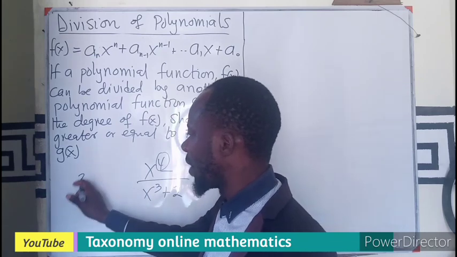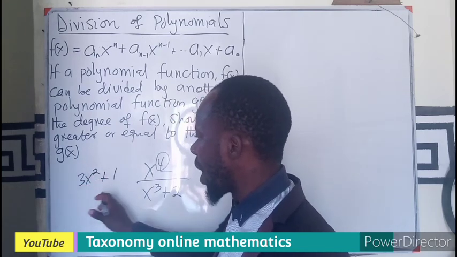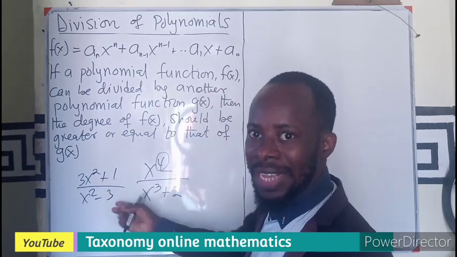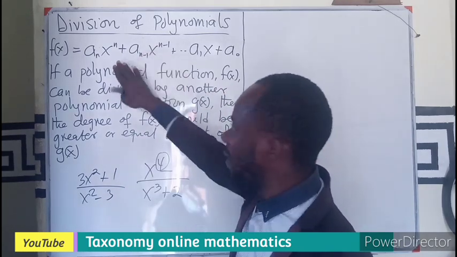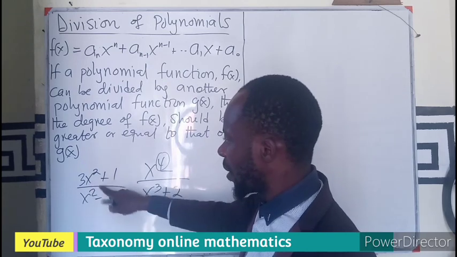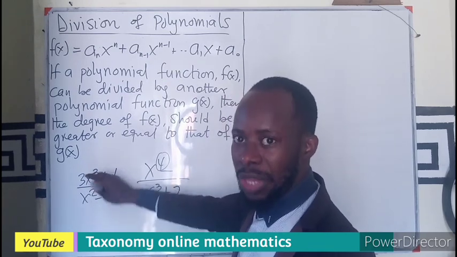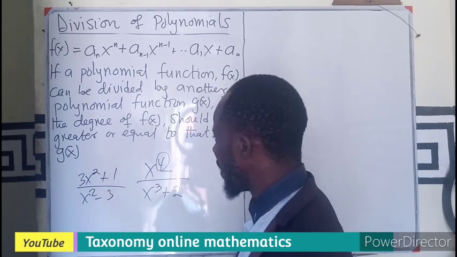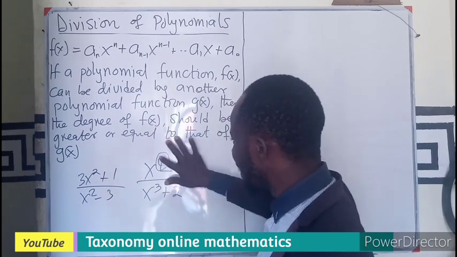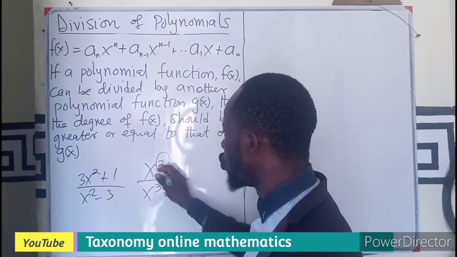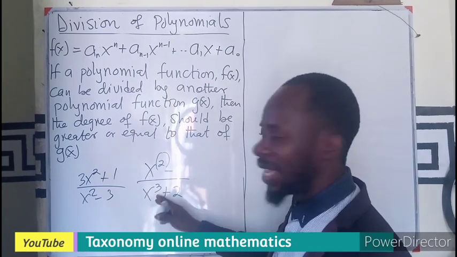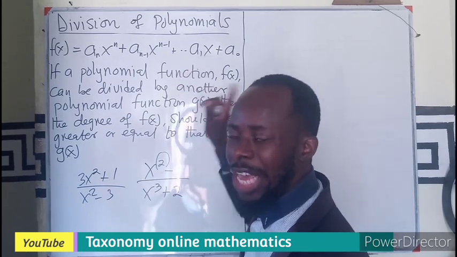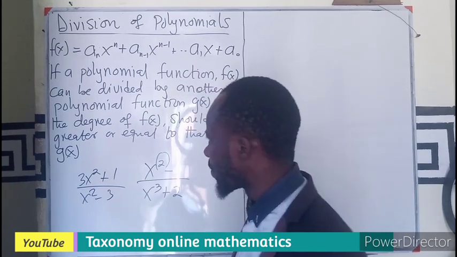Or we can have 3x squared plus 1 over x squared minus 3. This can also be divided, since this is a polynomial of degree 2. They have equal degrees. So this is what we can divide. If it becomes a proper fraction, as in exponent of 2 over exponent of 3, and this cannot be divided, then we move away from polynomials into a rational function.